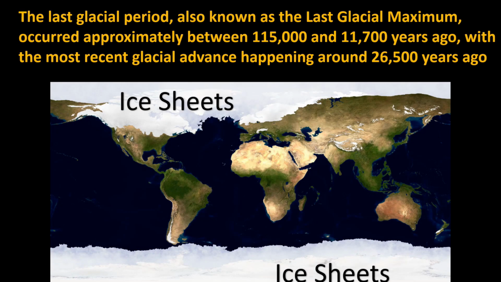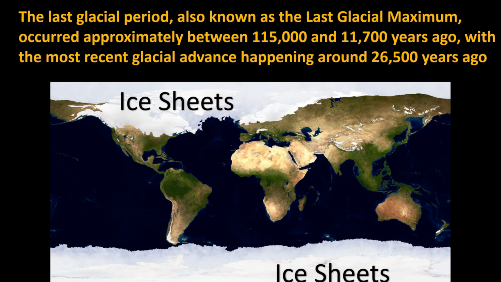Glacial periods, also known as ice ages, are times when large parts of the Earth's surface are covered by ice sheets and glaciers. These periods are characterized by colder temperatures and lower sea levels. The most recent glacial period occurred between 120,000 and 11,500 years ago. During this time, ice sheets covered large parts of North America, Europe, and Asia.